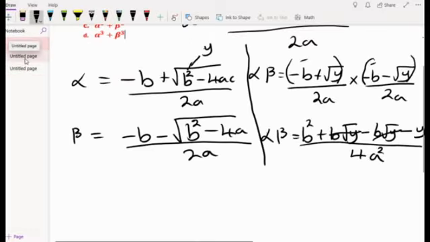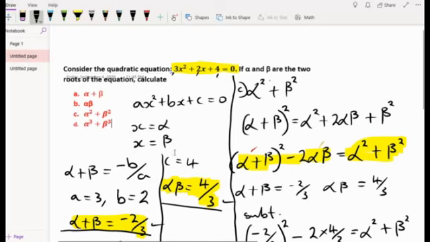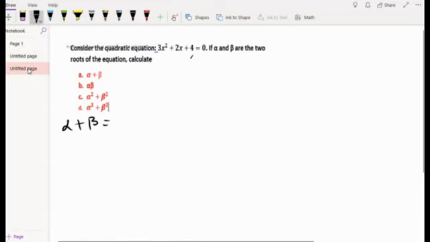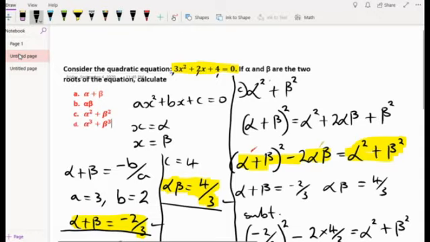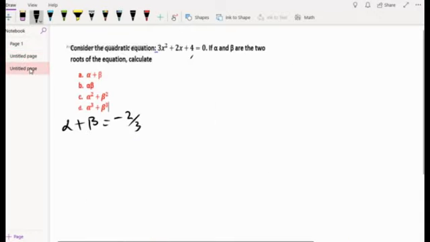We already calculated it to be minus 2 over 3. So let's write minus 2 over 3, while alpha beta is 4 over 3. Alpha beta is 4 over 3. So let's just keep it.